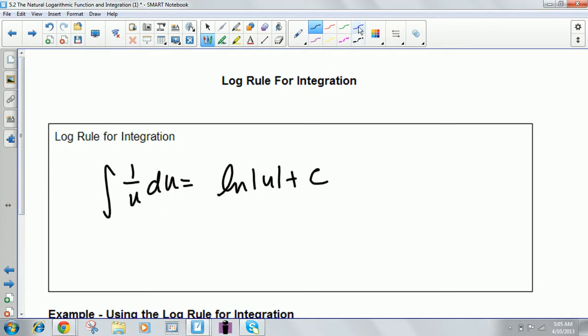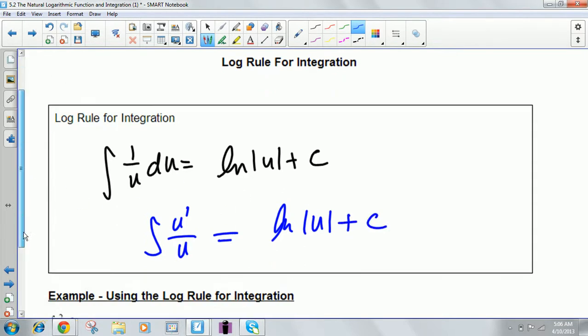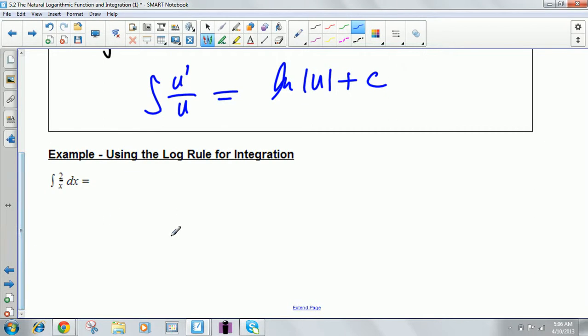Another way to write the same thing is that when you integrate, for example, u prime over u, that is just the natural log of u. So if you recognize that you're integrating a function where the derivative is in the numerator and the function is in the denominator, then that's just straight up natural log plus c. So let's take a look at some examples.